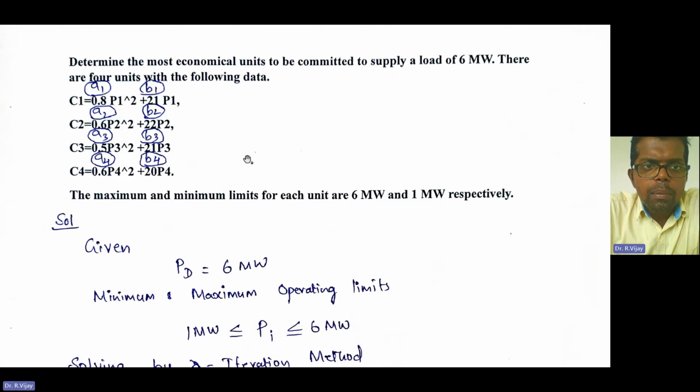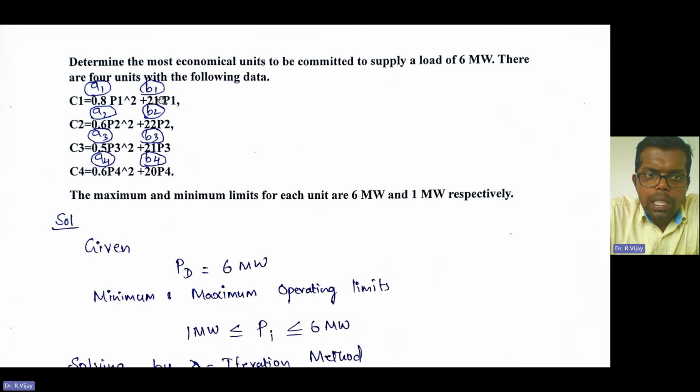Here, determine the most economical units to be committed to supply a load of 6 megawatt. Four generating units with the following data are given. The cost function C1 is given as 0.8 P1 squared plus 21 P1. C2 is equal to 0.8 P2 squared plus 22 P2. C3 is equal to 0.5 P3 squared plus 21 P3. C4 is equal to 0.6 P4 squared plus 20 P4.